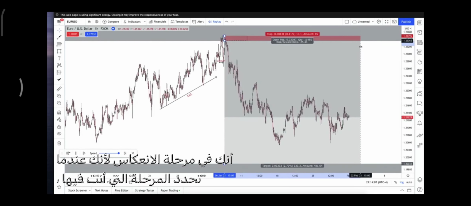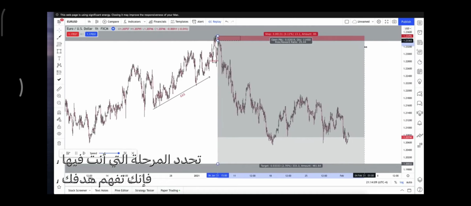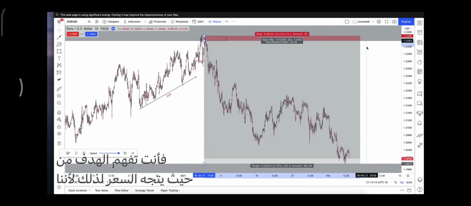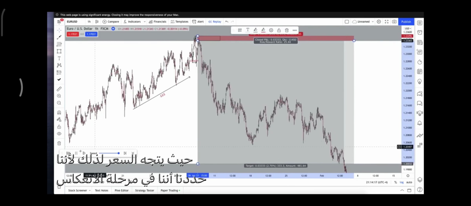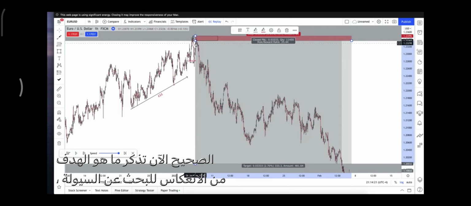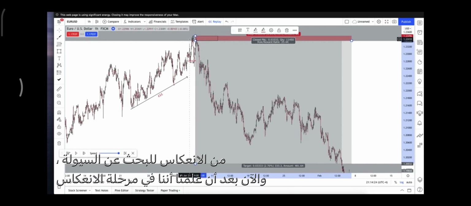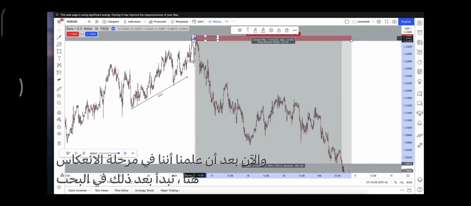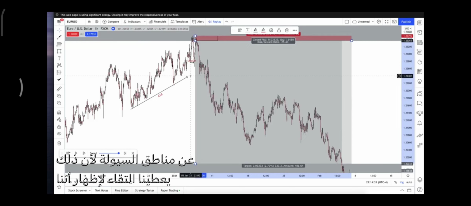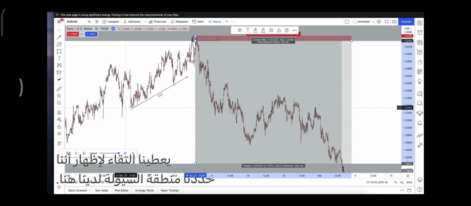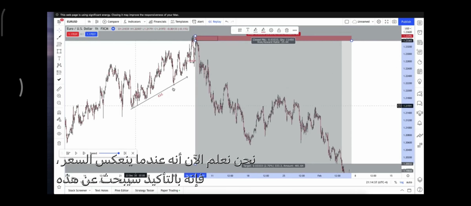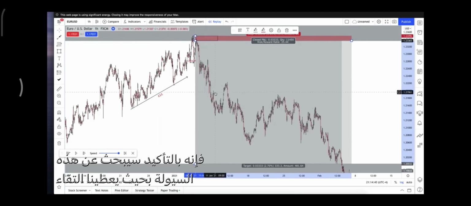Because when you identify the phase that you're in, you understand the objective of where price is heading. So because we identify that we're in a reversal phase right now, remember what's the objective of the reversal? To seek liquidity. So now that we know we're in a reversal phase right here, we then start to look for liquidity areas, because that gives us a confluence to short. We have identified our liquidity area right here. So now we know that when price reverses, it's definitely going to seek this liquidity. So that gives us a confluence to short.